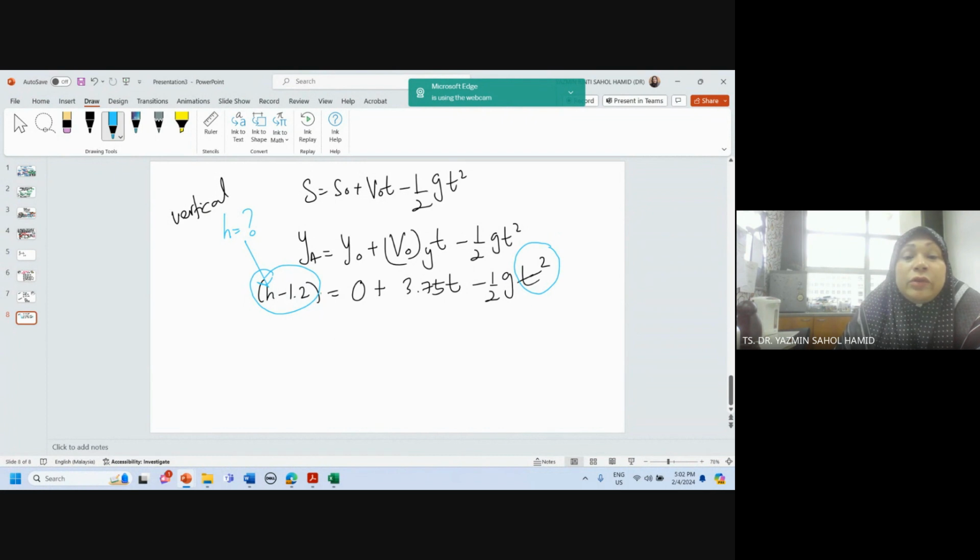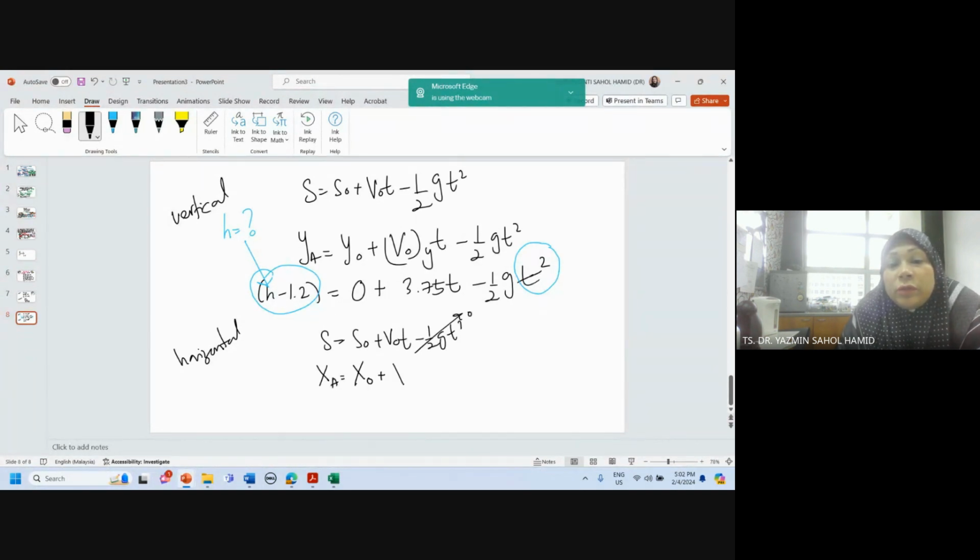So we are left with one more formula which we can use. For horizontal, the formula is S equals S naught plus V naught T. Remember, acceleration is zero, so you don't need that term. So S will be XA, S naught will be X naught, and V naught T will be V naught X, then multiply by T.